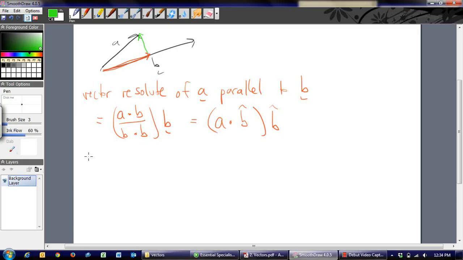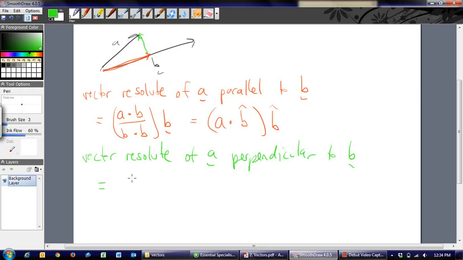Okay, and so I'll do it. What this one is called is the vector resolute. See if you can guess what this one will be called. The vector resolute of A, because we're still breaking up A into its pieces. Vector resolute of A perpendicular to B. That's what that's called.